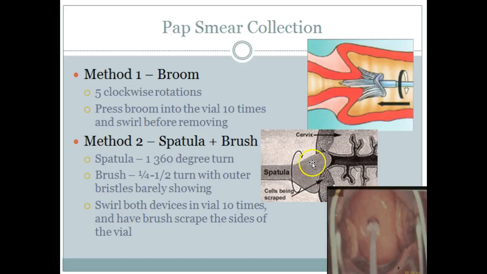For the second method, you use a spatula and a brush. So this is the spatula, long end goes inside the endocervix, or rests inside it a little bit, and then you do one full 360 turn. For the brush, you're inserting it until you can just barely see these outer bristles, and you're turning it just a quarter to a half a turn, no more. Then for both the spatula and the brush, you'll put that in the same vial and swish it around, scrape the sides of the brush, and get as much cellular matter off as you can. And that's how you'd collect your Pap smear.